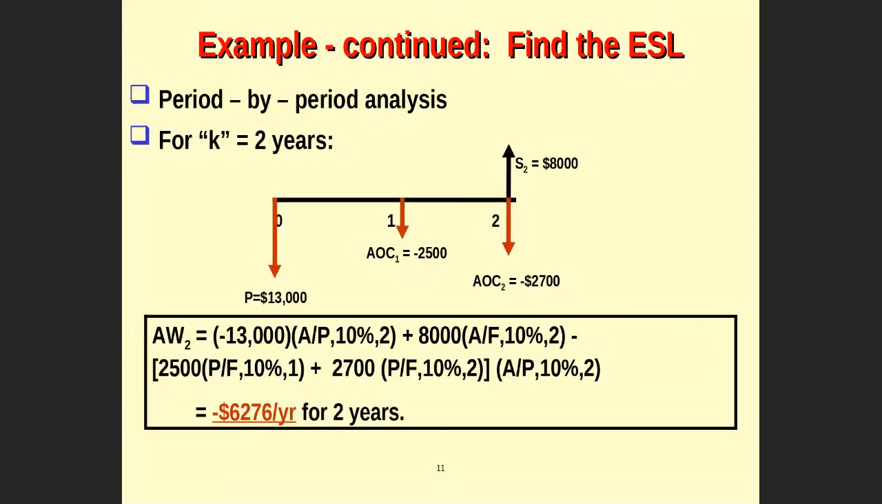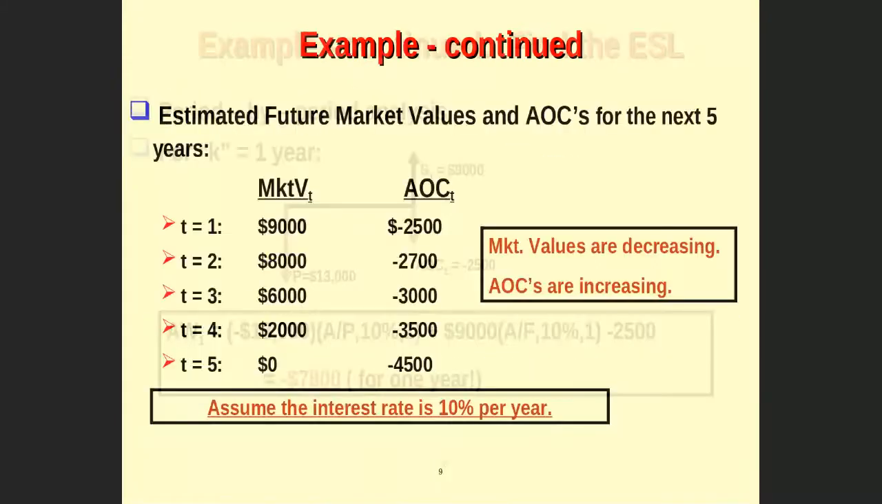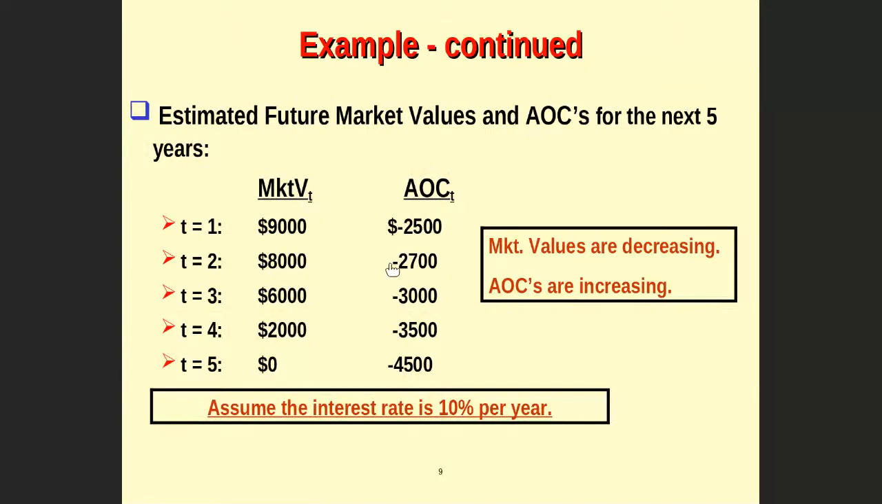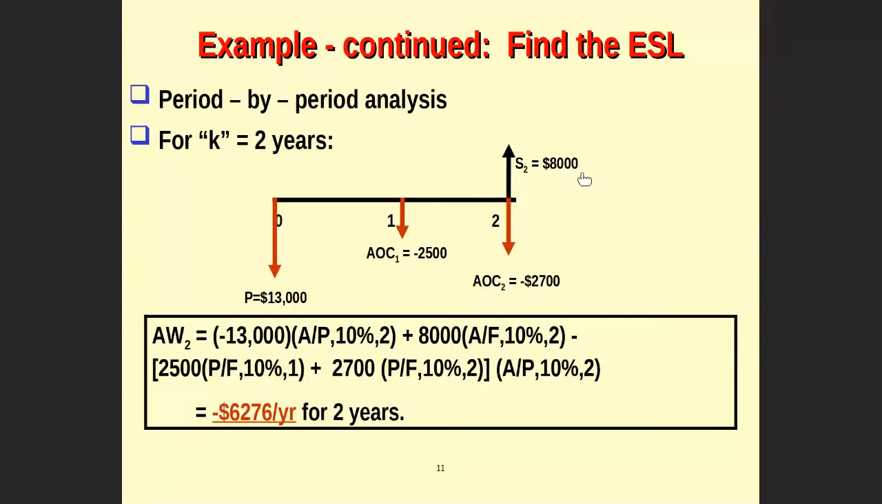When we do the study for the 2 years, the thing that changes for us is the annual. The annual now becomes different because the table here shows the annual is different, and it changed over time. In year 1 it was 2,500, and in year 2 it was 2,700, and the salvage for the second year is 8,000. Now we don't need the 9,000, because it is not considered now. We only use the 2-year market value, which is the 8,000. So you have the 8,000 as a salvage value placed in year 2, and you have the annual operating cost for year 2 and for year 1, but they are not equal.